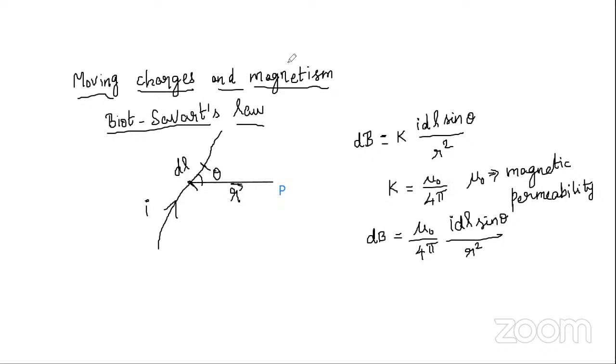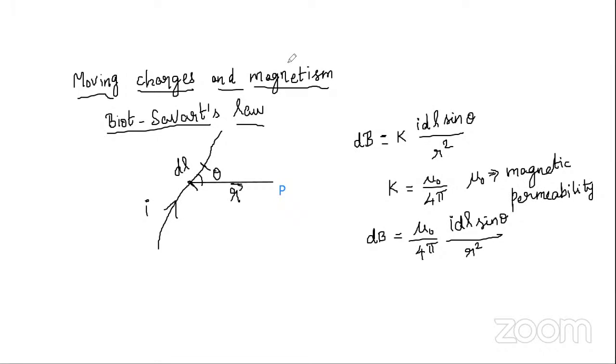Whenever there is a current carrying conductor that carries a magnetic field, you can always find the direction of the magnetic field using different rules, like the right hand thumb rule or Maxwell's corkscrew rule. Like that you have different rules. And here I want to tell you something.